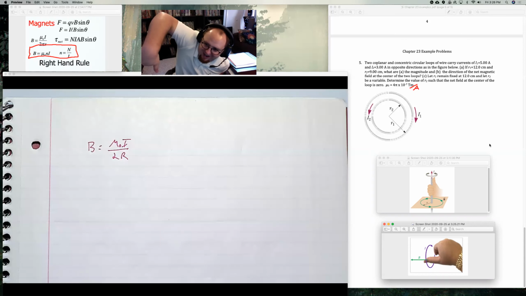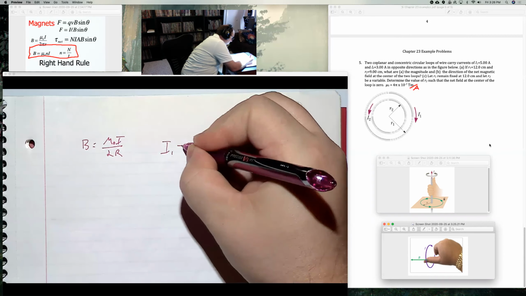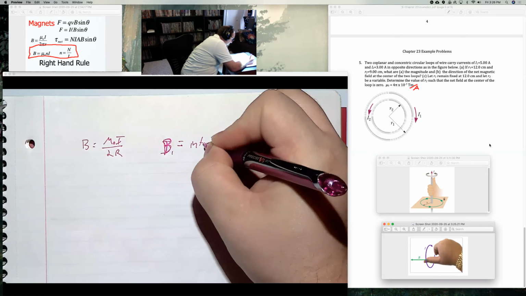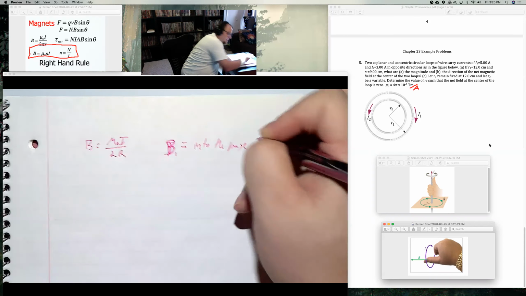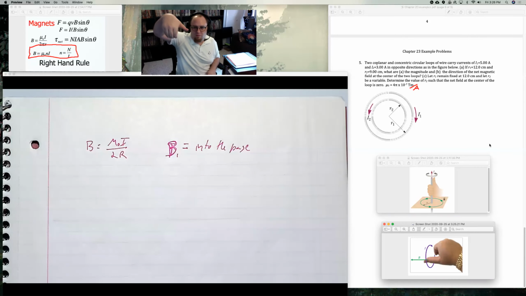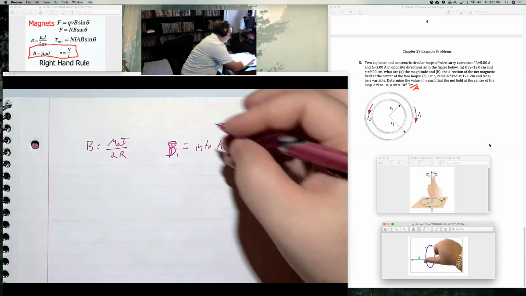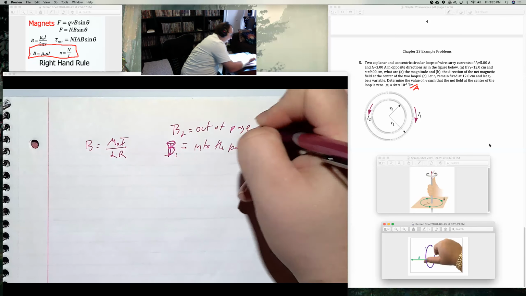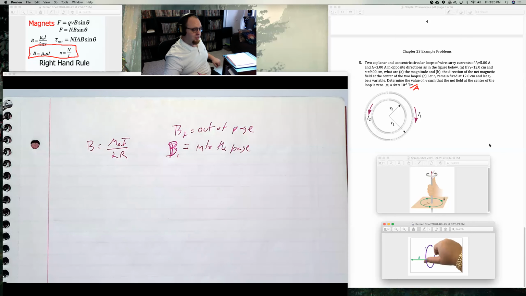curling, okay, I1 is into the page. And so I1 or B1 is into the page. B2, curling my hands around, is out of the page. So I'm going to have to subtract them again because they're once again in opposite directions.